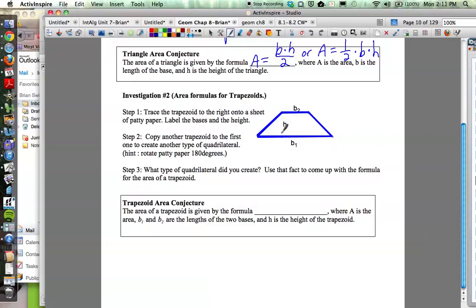So we are going to do something similar to what we did on the last one. We're going to take that and rotate it 180 degrees and then fit it together like a jigsaw. And again, we keep coming back to that same shape. What type of quadrilateral did we create? Well, once again, we have a parallelogram.